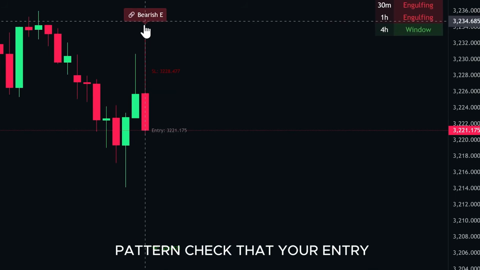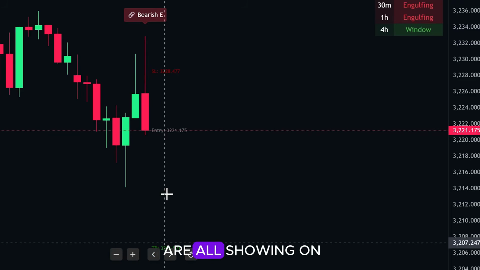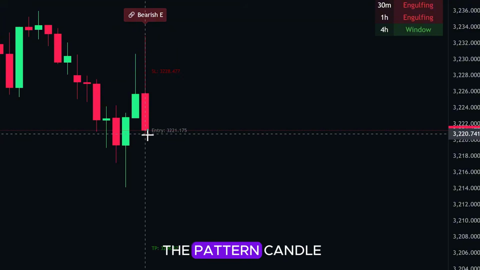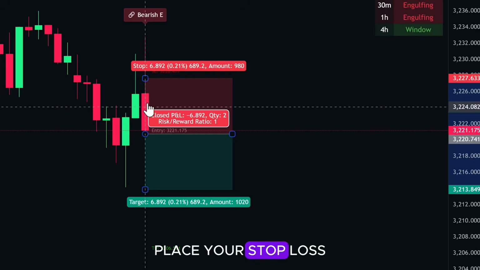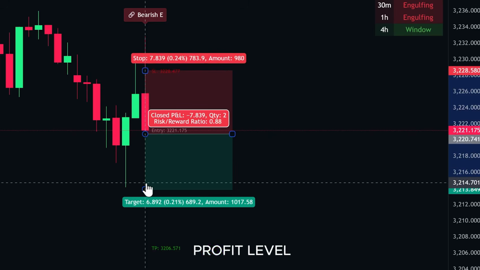Once you see the pattern, check that your entry, take profit, and stop loss lines are all showing on the chart. Now, enter your sell trade at the close of the pattern candle. Place your stop loss at the stop loss level shown, and set your take profit at the take profit level.